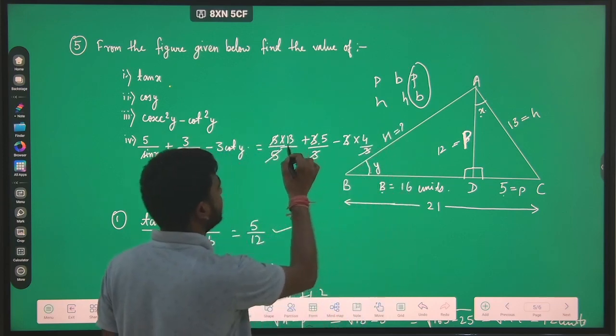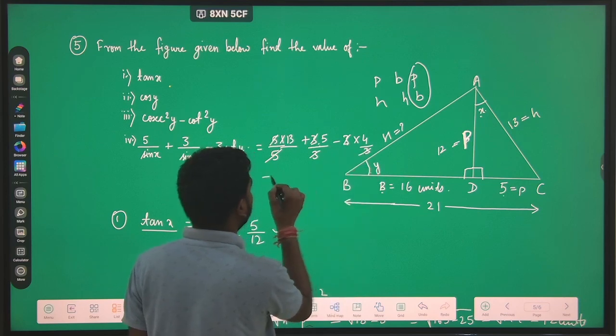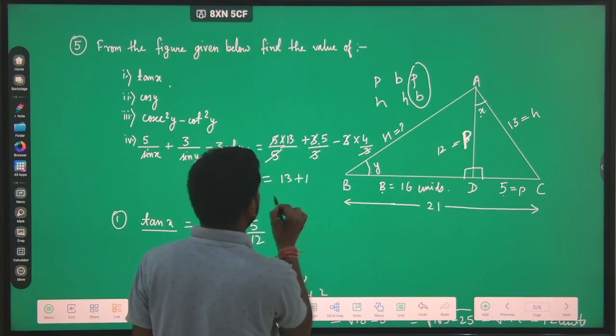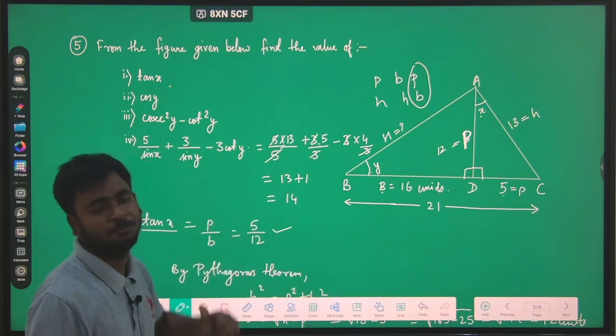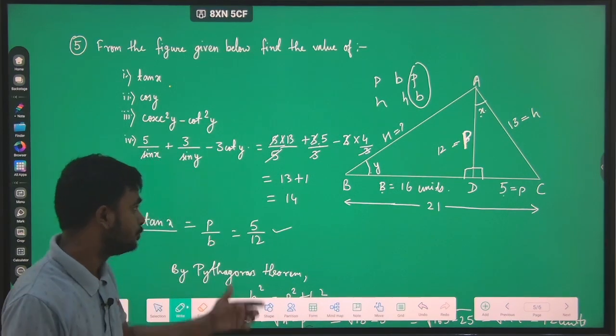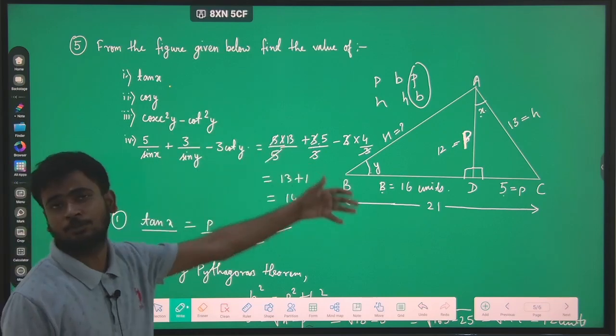So here it is 13, 5 minus 4 will be 1, 13 plus 1 will be 14. So we will get 14 here. So the value of this will be 14. Okay. So like this we will solve this type of questions.